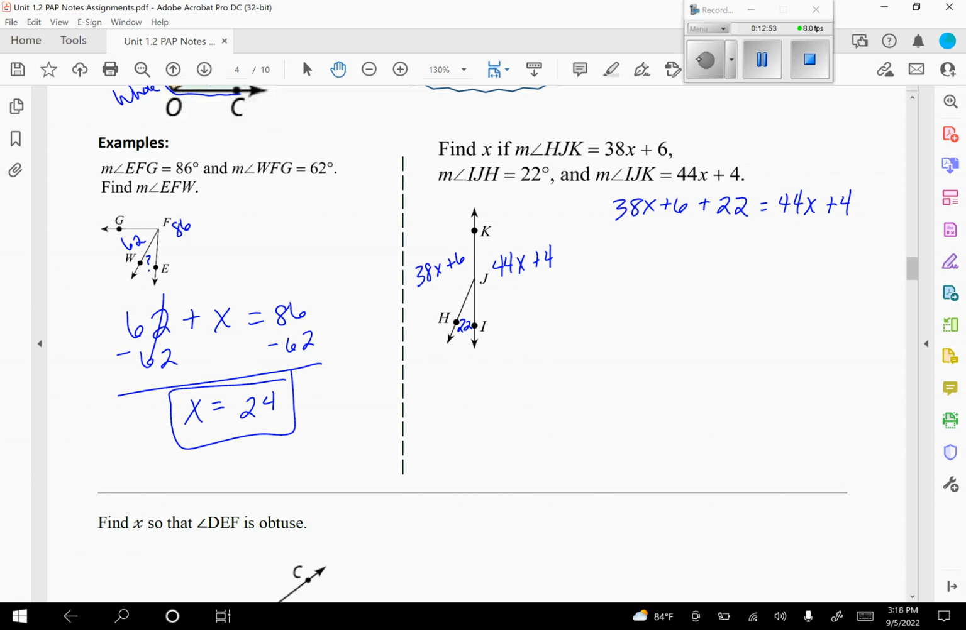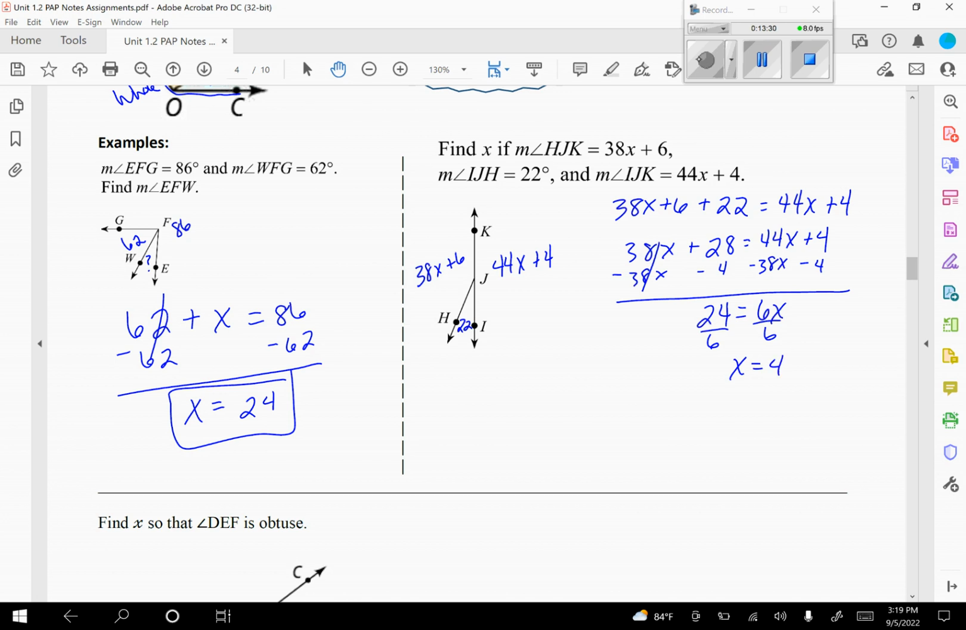So now it's just algebra from here. So part plus part equals the whole thing. So 38x plus, and then 22 plus 6 is 28, equals 44x plus 4. So I'm going to go ahead and subtract 4 over here, and then I'm going to move the 38x over there. Okay, so 44 take away 38 gives us 6, and 28 minus 4 is 24. So 24 equals 6x, divided by 6. So x is 4. Okay, and that's all they asked for us to do at this point.